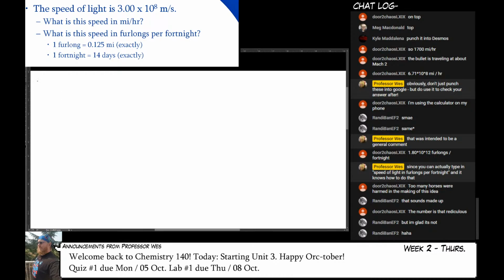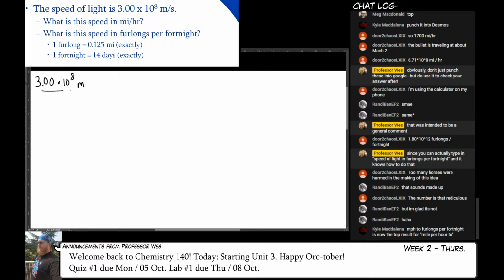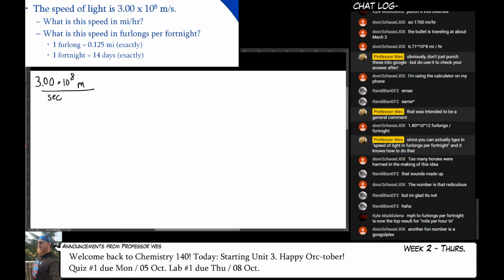All right, so I got the speed of light. That's the wrong color. I'm going to write the units out like that so that I can then cancel out my units in an easier way. So meters per second. We're going to turn that into miles per hour.